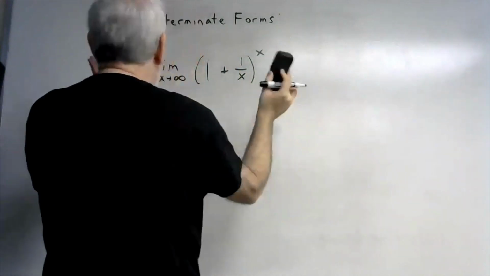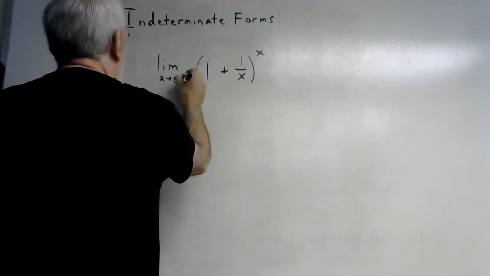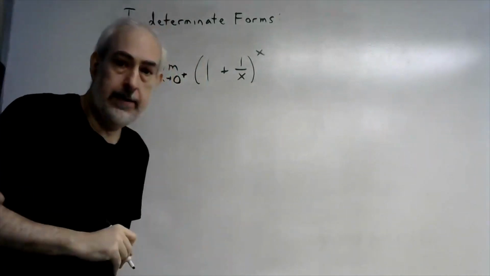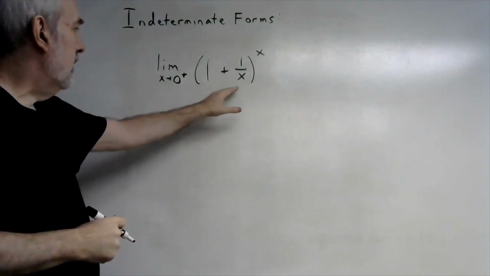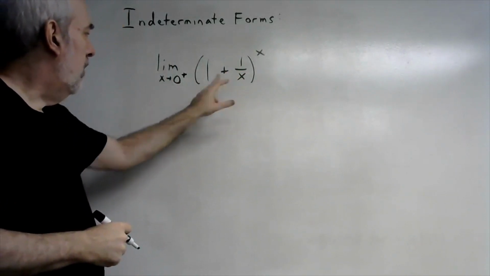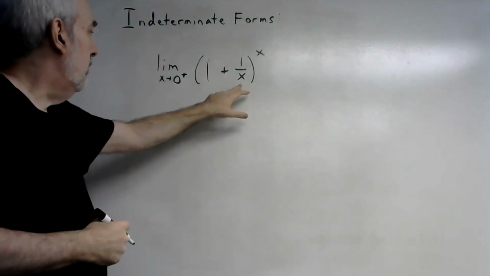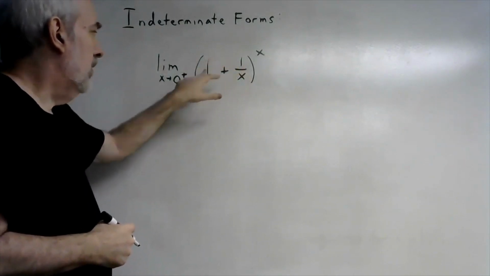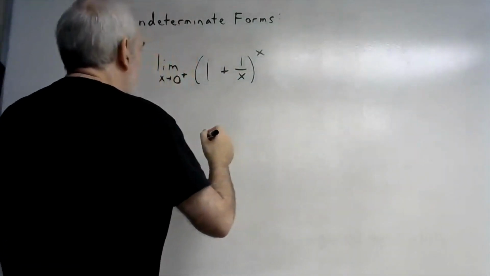This is going to be this exact same limit, but this time we're going to be doing a limit as x approaches 0 from the right. Okay, so let's see what happens. If we try to plug in 0, 1 over positive 0 is going to be going to positive infinity. And plus 1 is still going to be a very large number, positive infinity, raised to the power of 0.